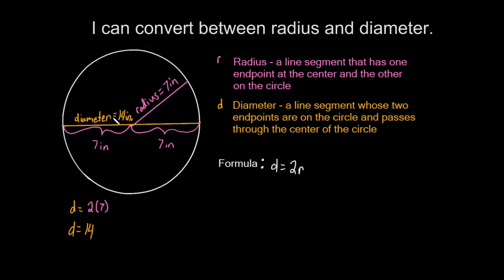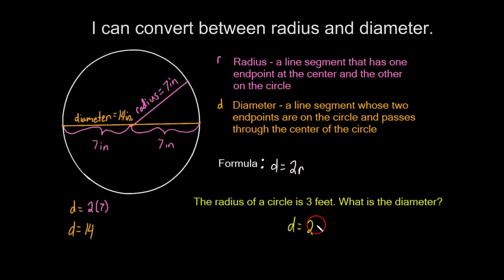Let's look at one problem where we are not necessarily given a diagram, but we're given the radius and we're looking for the diameter. So let's look at this problem here. It says the radius of a circle is 3 feet. What is the diameter? We would use this formula where we're given the radius, so the diameter, the d, is equal to 2 times the radius, and the radius was 3 feet, so we'd plug 3 in for r.